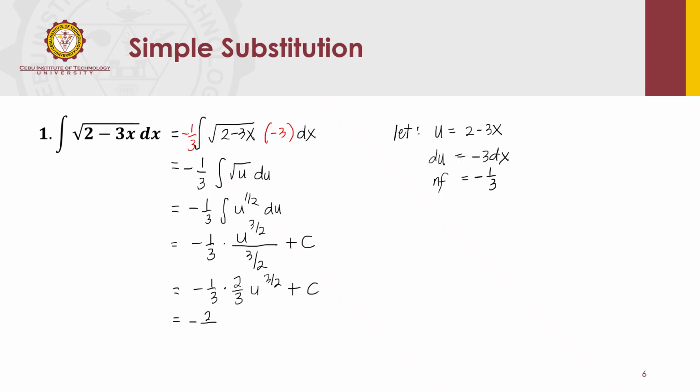So it's negative 2 over 9. Okay, not 6. 3 times 3 is 9. And then we put back the original variable x. So u is 2 minus 3x. So we write 2 minus 3x raised to the power of 3 halves plus c. So technically, this is the value of the indefinite integral.